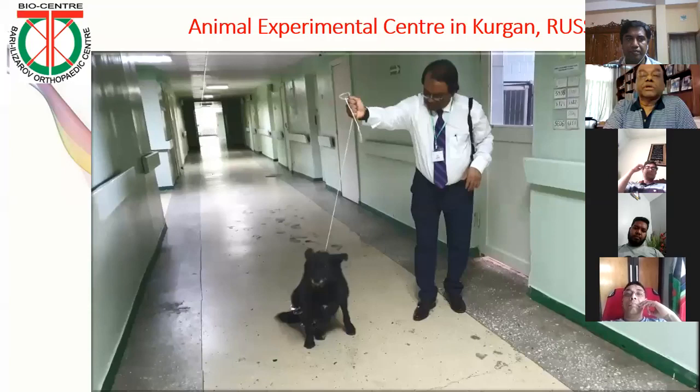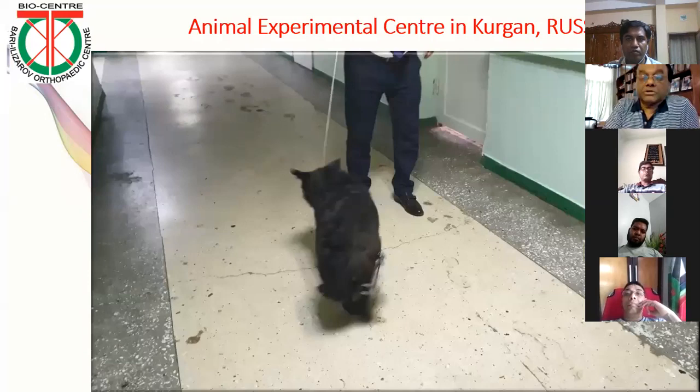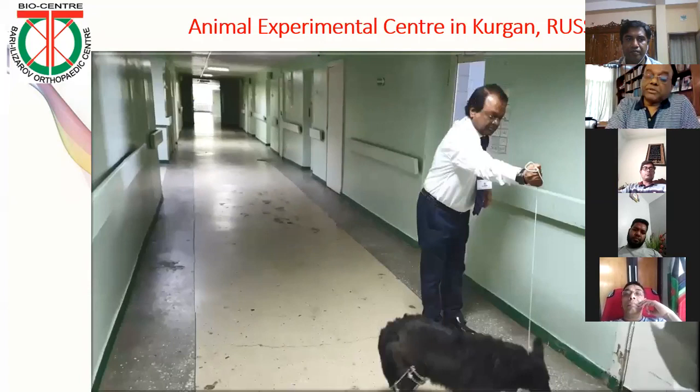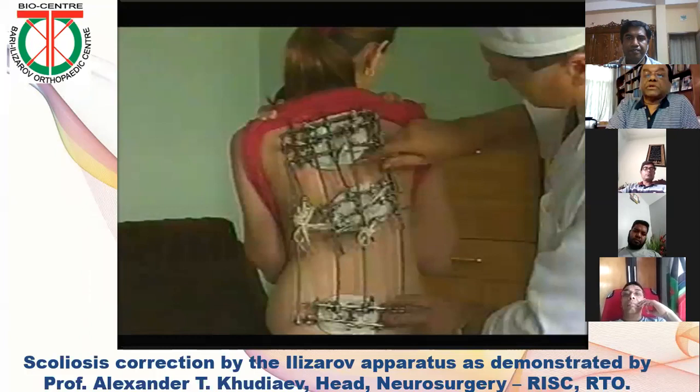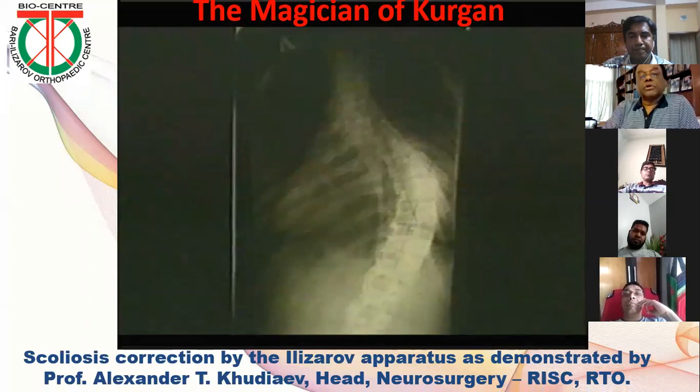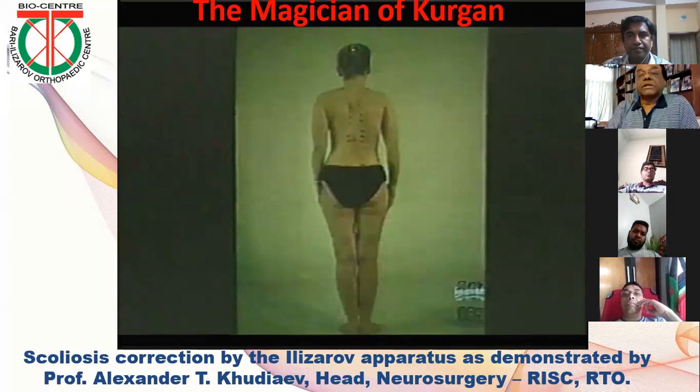I have seen 390 dogs you have visited there. How they are doing the research work depending on the dogs and the other animals. If you don't go there, you'll not be able to understand. And here is experimental research. This is Professor Fudiai. He died during the time of Shepsov. He was the chief of neurosurgery. They were doing the correction of kyphosis, kyphoscoliosis, and the process is still going on.